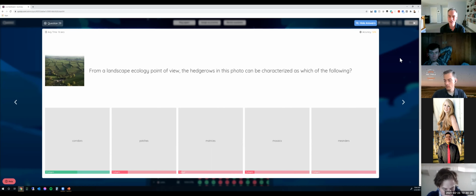From a landscape ecology point of view, the hedgerows in this photo can be characterized as which of the following? You need to know what a hedgerow is, and then you need to know your different types of elements that are found in landscape ecology. In this case, the hedgerows are basically rows of hedges, as the name implies, between these agricultural fields, and those operate as corridors within the landscape. They're ways of connecting together different patches of ecosystem.